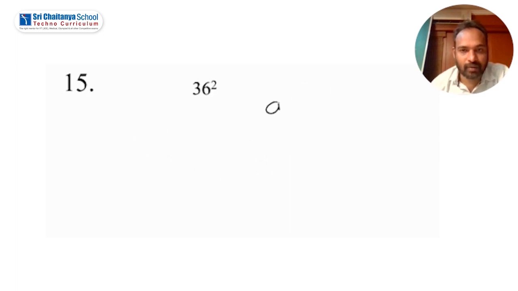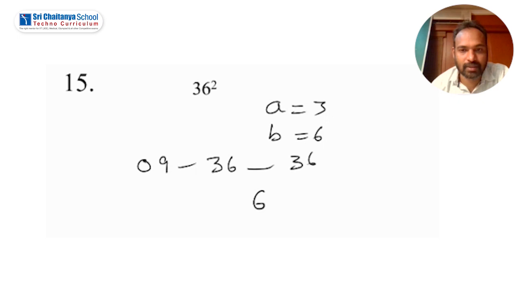36 square. What's the value of A here? 3. What's the value of B here? 6. Now A square means 9. 2AB, 2 into 3, 6. 6 into 6, 36. And B square, 36. Now do the balancing. 6. 3 will carry forward. 36 plus 3, 39. 9. And 3 will carry forward. 9 plus 3 is how much? 12. 1296 is our answer.